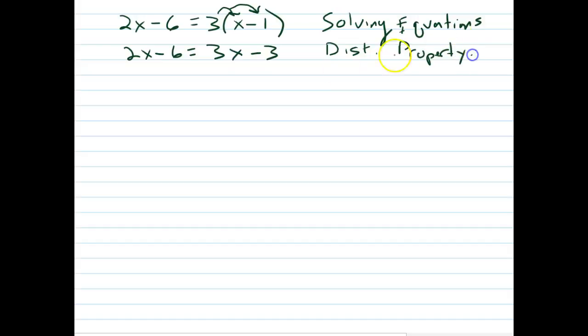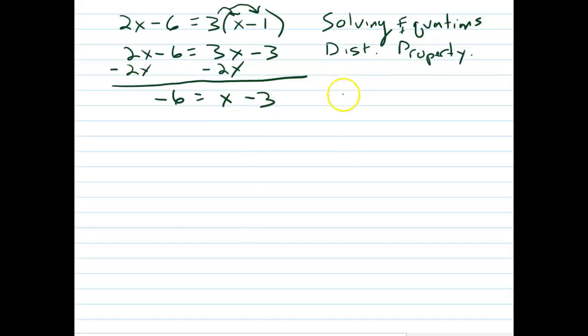Now the next thing I'm going to do is try to get the x's all on one side. So I've got a 3x over here and I have a 2x. What I'm going to do is subtract 2x from both sides. And when I do that, 2x minus 2x is 0. I still have a minus 6 there. 3x minus 2x is 1x, and I have a minus 3. And that's what we call the addition property of equality.